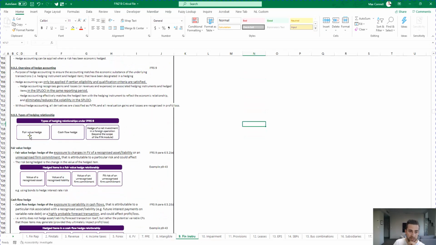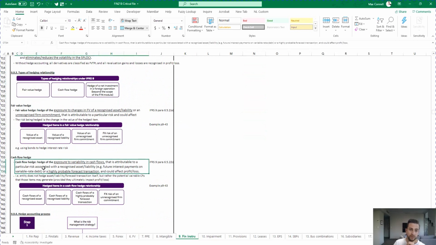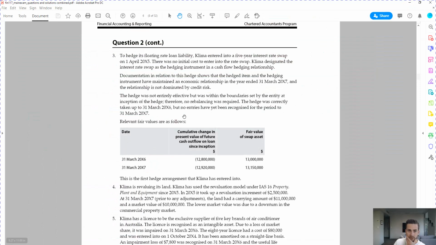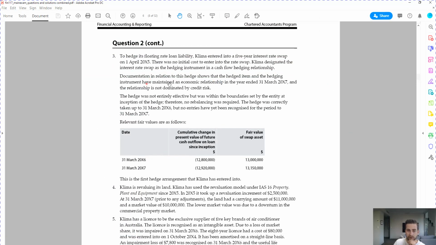But you'll see that cash flow is typically to hedge against variability in cash flows, whereas fair value is to do the same but against valuations and so forth. So we know it's a cash flow hedge. Okay, what else do we know?